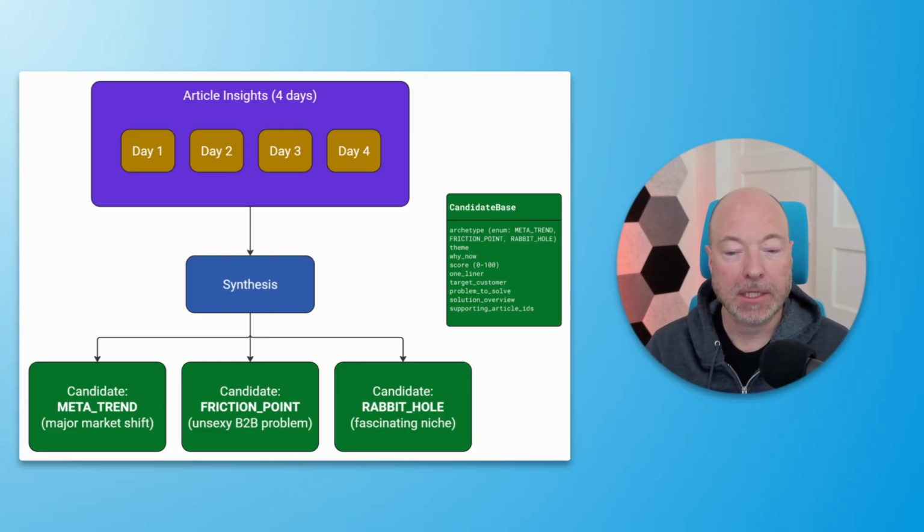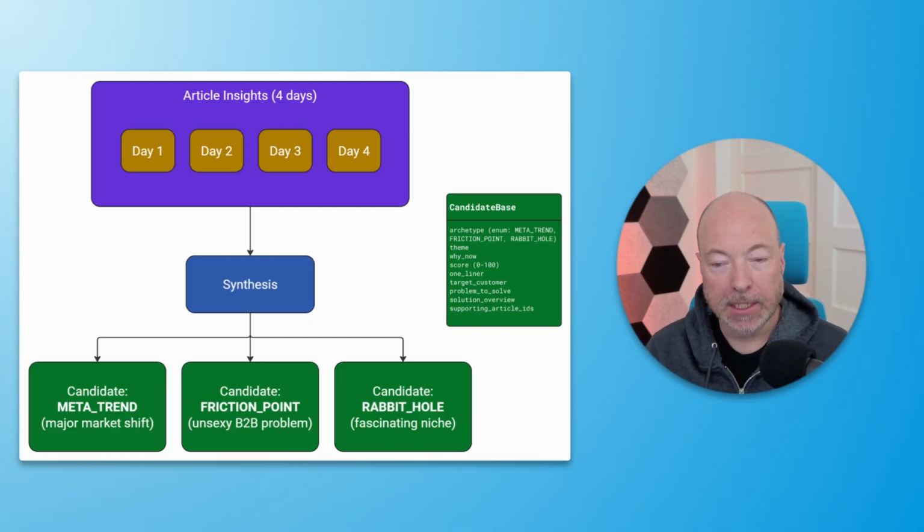And the third candidate is the rabbit hole. That's kind of my personal favorite. So these tend to be fascinating niches, all kinds of things that I never would have thought of. And we're going to represent each of these ideas with a candidate model. We'll use the usual base table pattern. I'm only showing the base class here. The table class just adds the usual database specific fields like ID and created at.